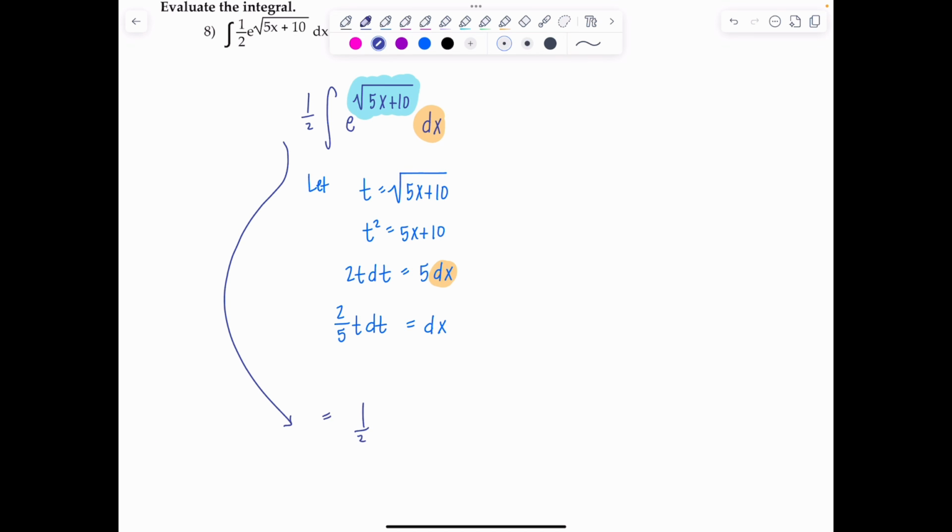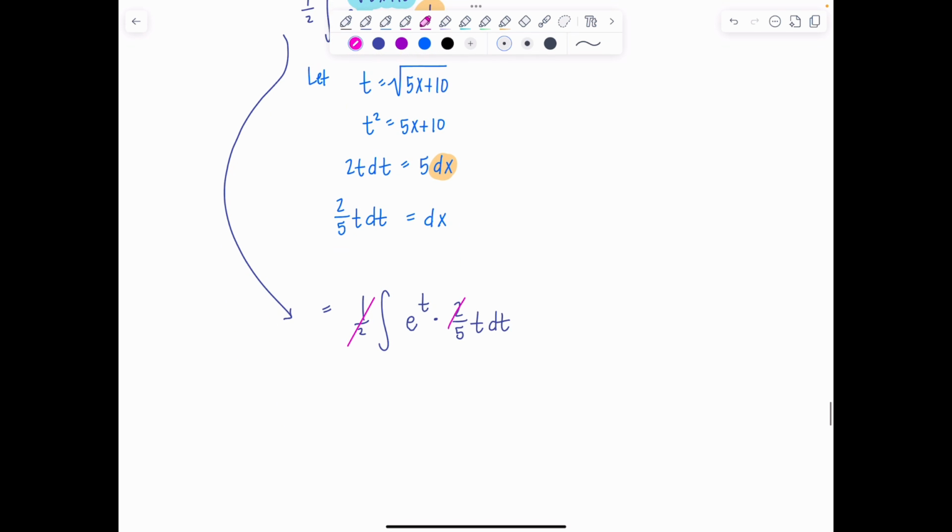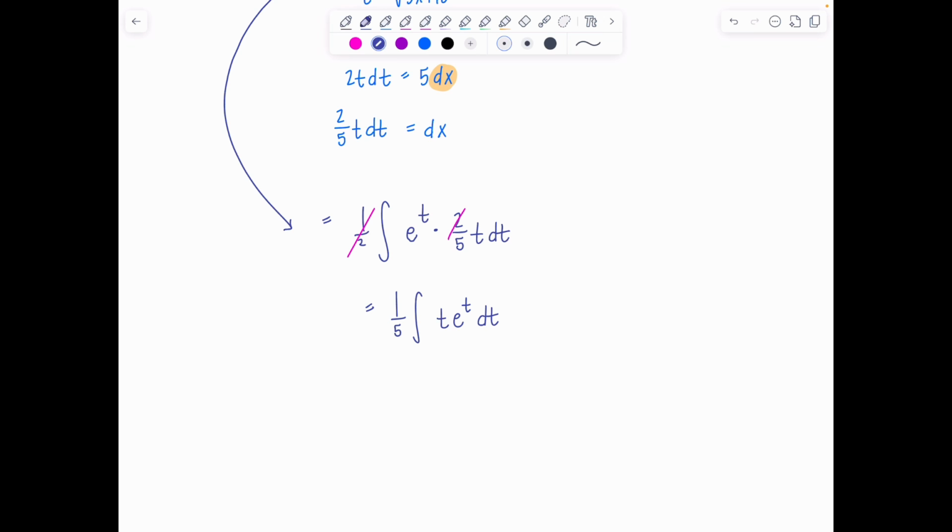1/2 stays outside. You have e raised to the t now, and instead of dx, you have 2/5 t dt. And then look, the 1/2 and the 2 cancel, and this is just the cutest little integral you ever did see. 1/5 integral t e to the t dt. You can do traditional by parts here. You can do tabular here. You just live your best life. I really love tabular so very much, but I'll do traditional because the last problem requires tabular.